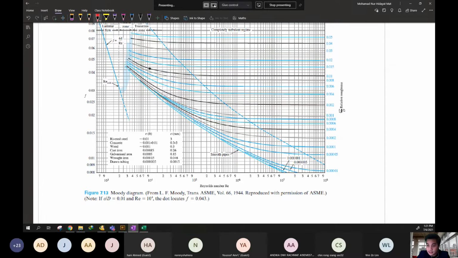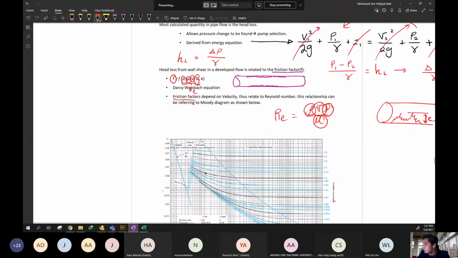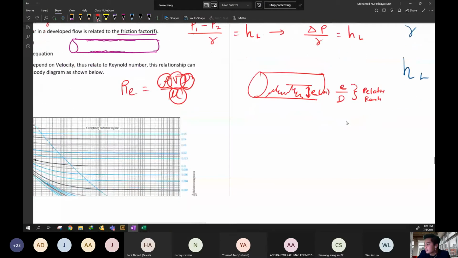How do we get the relative roughness? As I mentioned before, this E is a roughness. In the engineering field, we do not want to consider any dimensional value; we need it to be dimensionless. That is why we divide this E by the diameter. We call this the relative roughness. E is in meters, diameter is in meters, so meter divided by meter is dimensionless. So this E over D is the relative roughness.